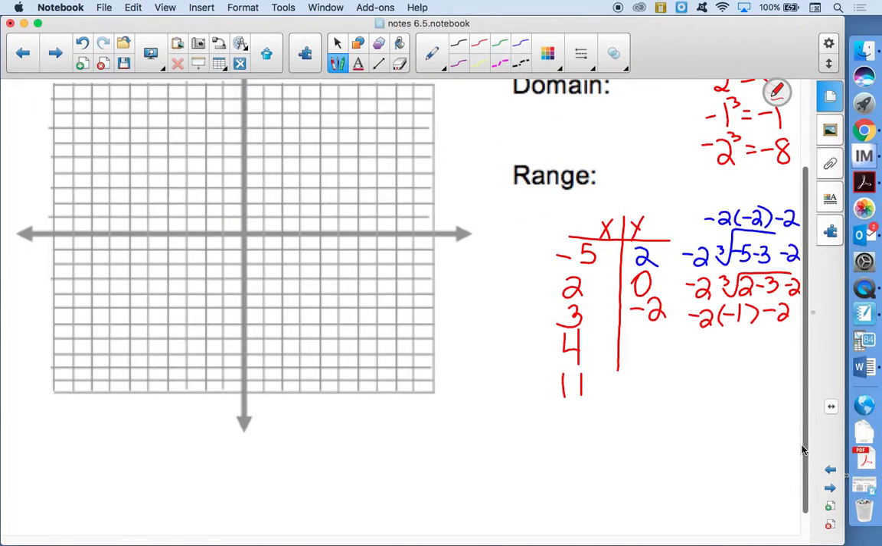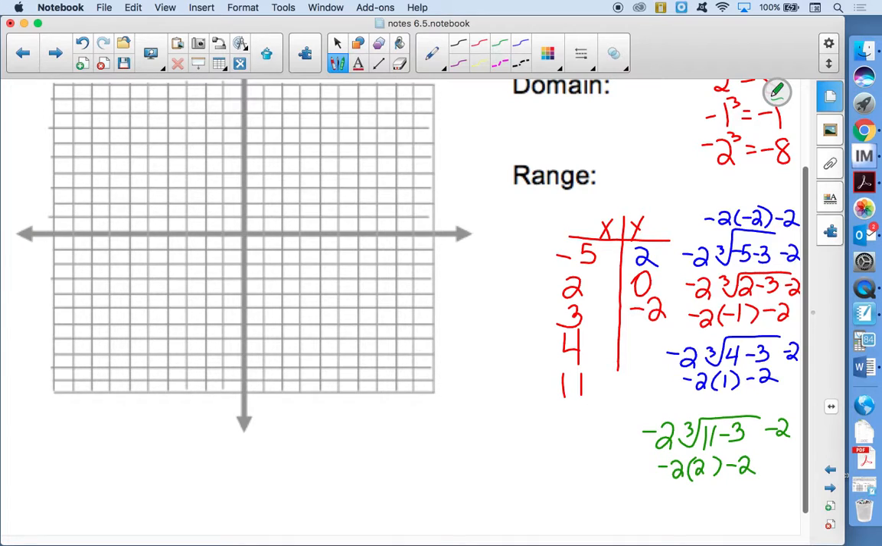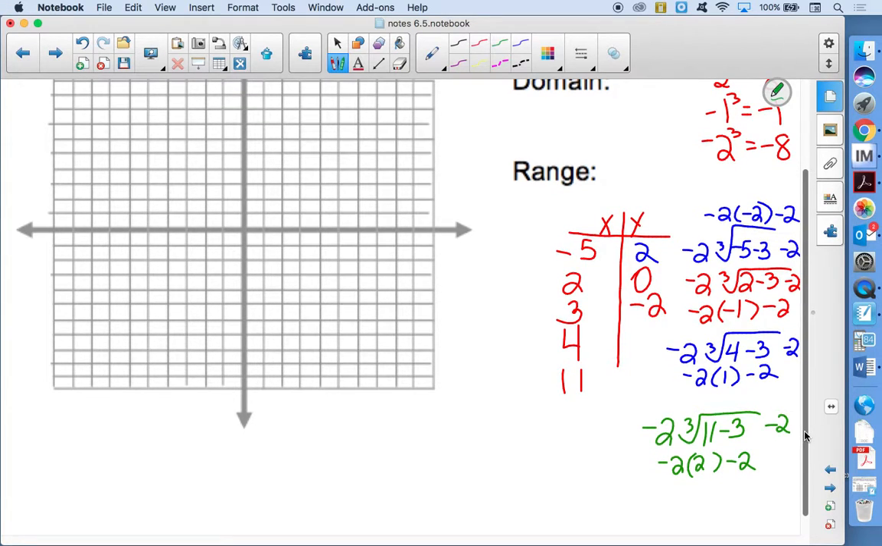So see if you can plug in those other two values. So you're plugging in a 4, you're plugging in 11 into the equation. So -2, cube root 4 minus 3, and then -2. Or we would plug in an 11. 11 minus 3, and then -2. So the reason we're choosing these numbers is because they're perfect cubes. You can take the cube root of 8 and -8. You can take the cube root of 1 and -1. So Julia, what other y values did you get? -4 and -6. Any questions on that?